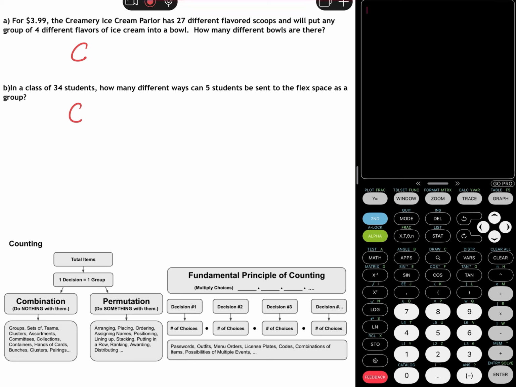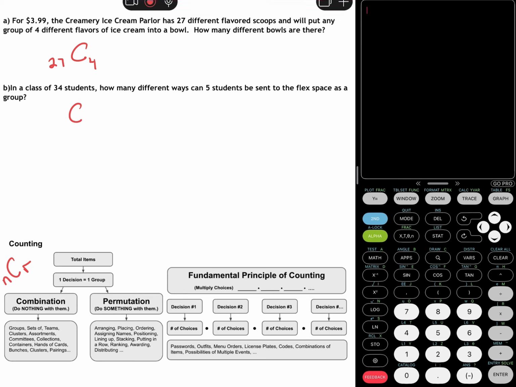So our notation for combinations then, we often will see something where there's an N, a big C, and then an R after it. The N is for the total amount of things you're choosing from. R is how many you are choosing. And so for part A here, you'd put a 27. We use little subscript notation there. 27 C 4 different flavors. And so that'd be the notation that represents what this is.